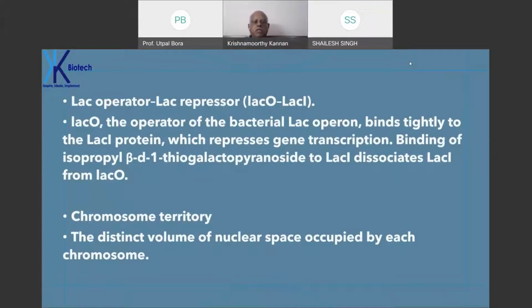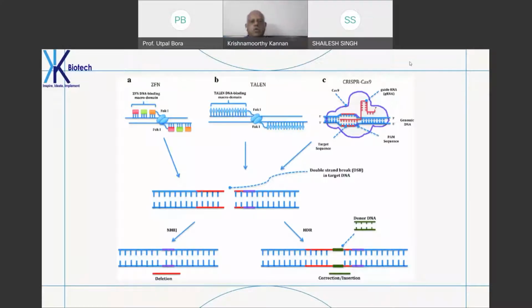Okay. Then there are a few terms, such as chromosome territory. We are talking about interphase, and I told you many of these studies have been done with embryonic stem cells. I said all of them have a large nucleus, 95% nuclear material and very little cytoplasm, 5%. So it becomes a whole canvas. Most of the studies you will see are like that. In that, there's a chromosome territory, the distinct volume of nuclear space occupied by each chromosome.